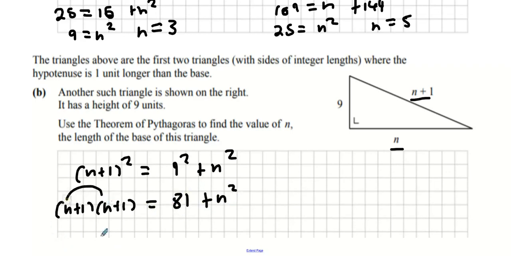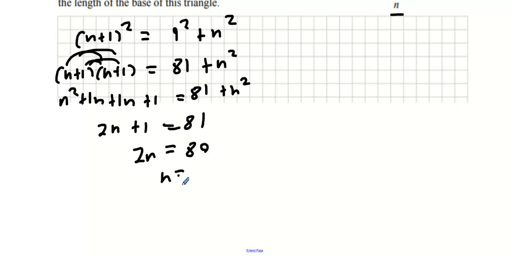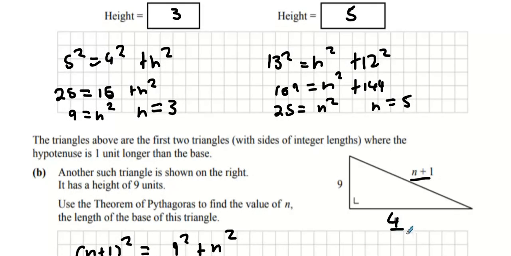And then it's going to be n squared plus 1n plus 1n plus 1 equals 81 plus n squared. The n squareds cancel and we get 2n plus 1 equals 81. 2n equals 80. n equals 40. So that's a classic 40, 41, 9 triangle, okay?